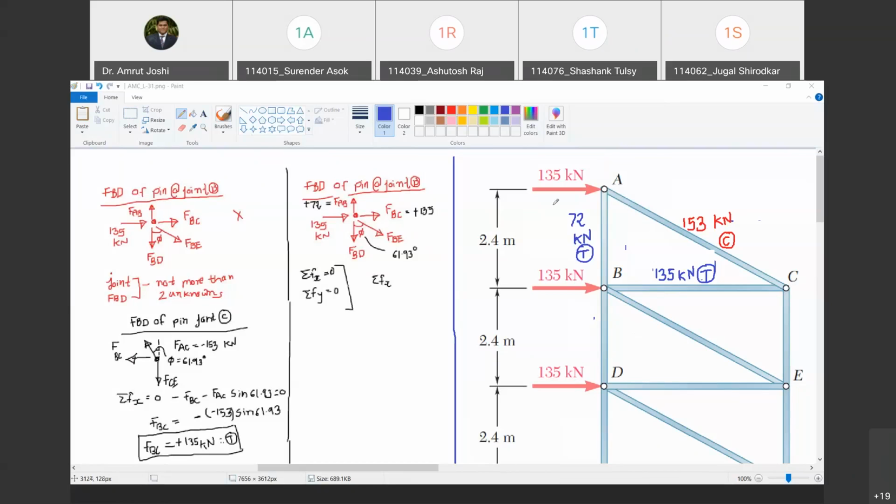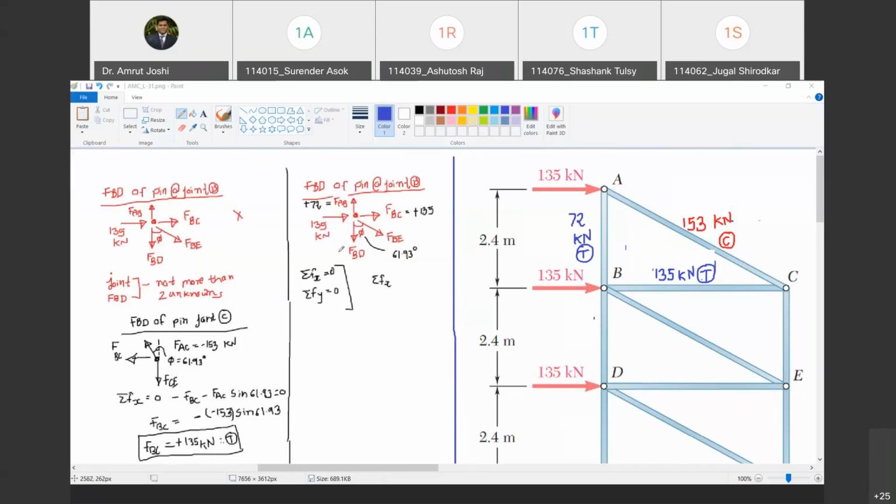So we have already drawn the free body diagram of joint B, and at joint B I already know FAB is plus 72. FBC, FBE, FBD are all shown as tensile in nature. I know FBC is equal to plus 135 and FAB is equal to plus 72. So these are the values that I already know. Now I am going to apply two equations of equilibrium, summation Fx equal to 0 and summation Fy equal to 0. Let us begin with the first equation of equilibrium.